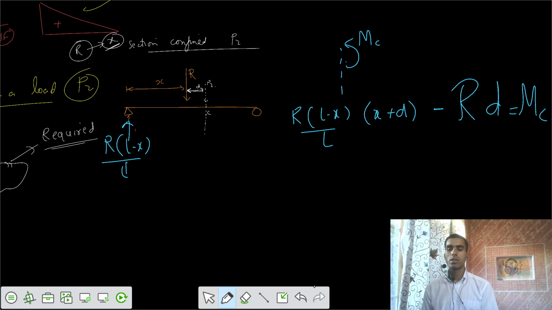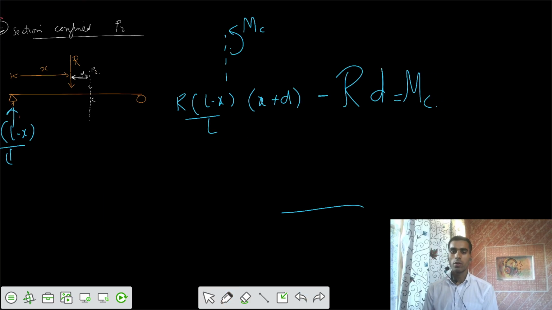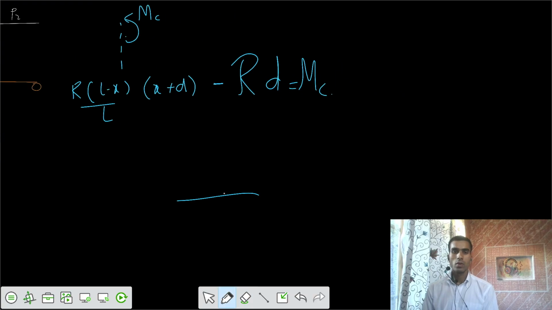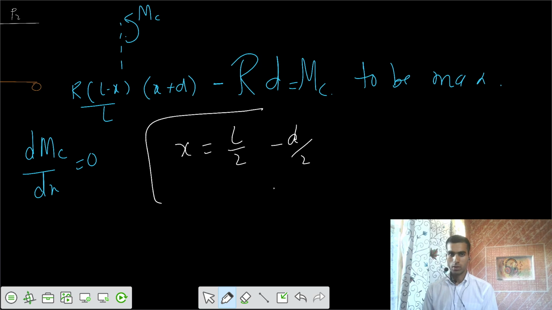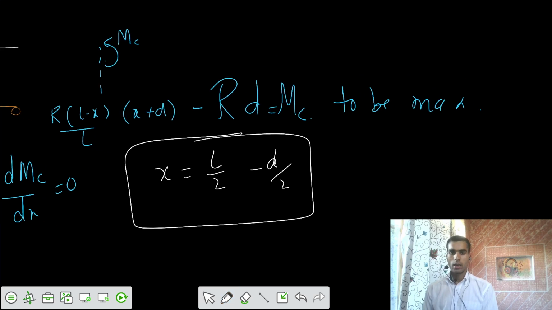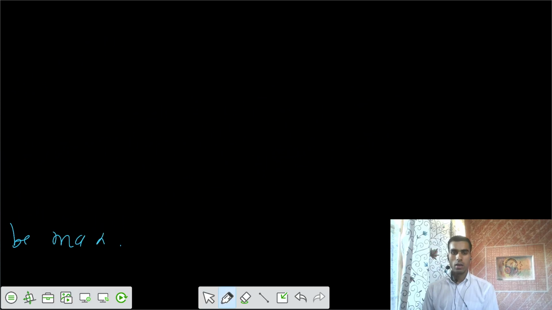This thing I want to maximize. For it to be maximum, we differentiate it with respect to X, and set dMC by dX equal to 0. From that we get the result X equals L by 2 minus D by 2. So that is the condition.